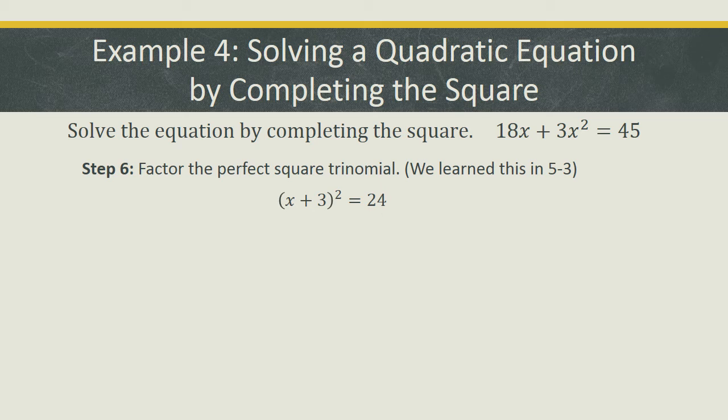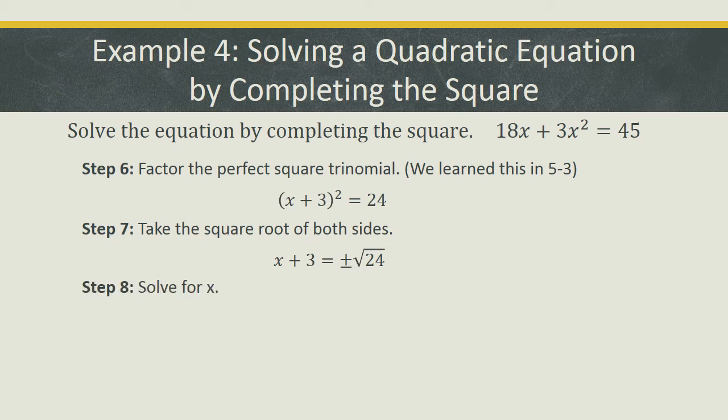Now we're just going to go through and do the steps of what we did in completing the square day one. So you're going to take the square root of both sides. You end up with x plus 3 on the left because the square root cancels out the squared. And the square root of 24 is positive or negative square root of 24.